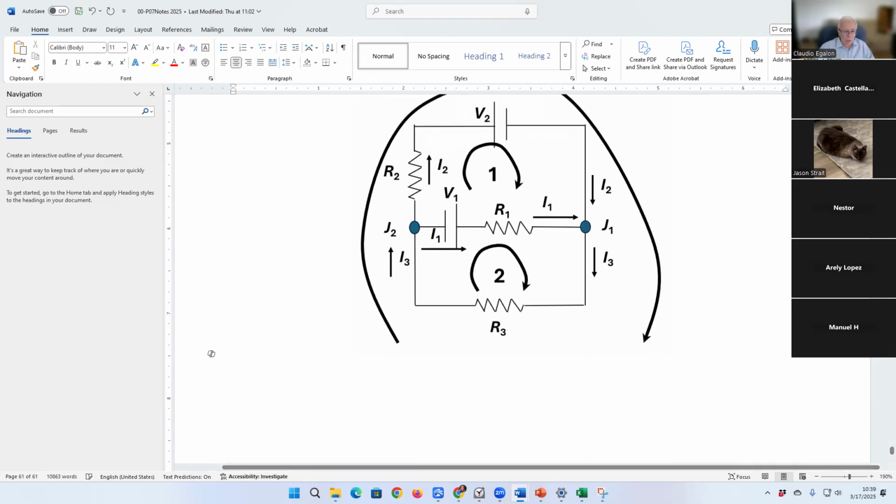And now there's a little secret that you should know about Kirchhoff's loop law. A little secret about Kirchhoff's loop law.